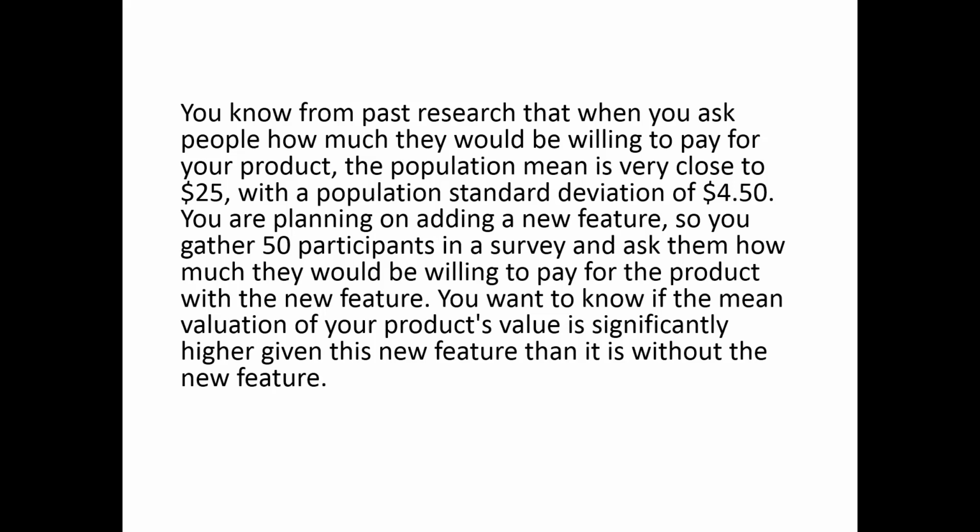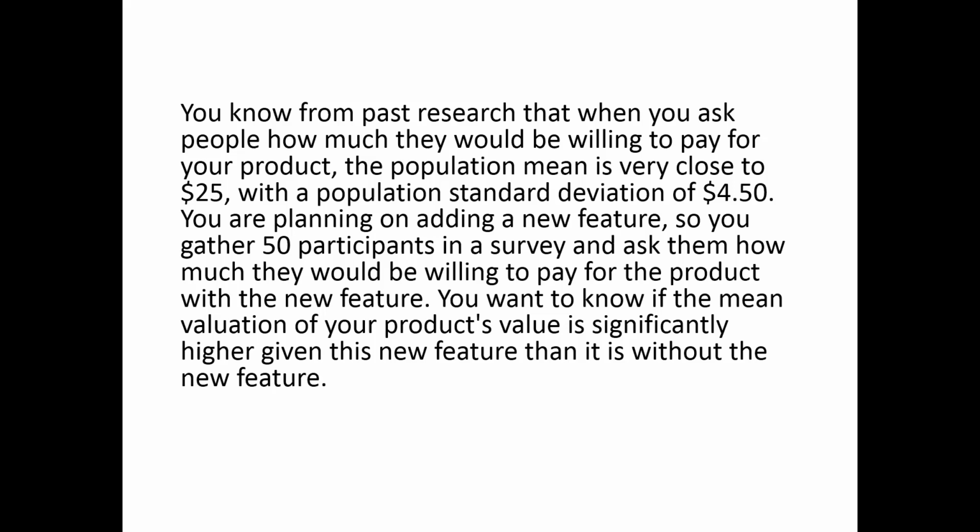So this one is our first trick. This is not paired and it's not independent samples. This is a one sample test. This is what we did last week. We're only doing one sample here. We're asking them one question. How much would you pay for the product with the new feature? We're not asking the people how much they pay for the product with the old feature because we already have past research that tells us that number is $25.